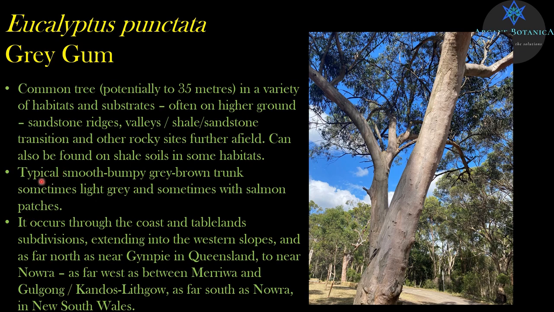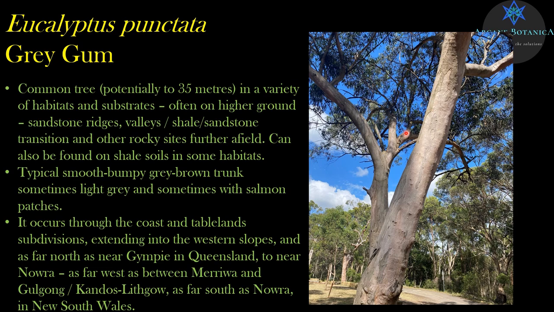You get this typical smooth, bumpy, grey-brown trunk. It's normally pretty distinctive. You get these really strong mosaic patterns of bark going on, different shades of brown, light grey, dark grey, browny grey. And sometimes they can have salmon patches, these really strong salmon patches, and I'll show those at the end. And a lot of people will tell you if you've got a lot of punctata around, historically, what has been said is it's prime koala habitat.